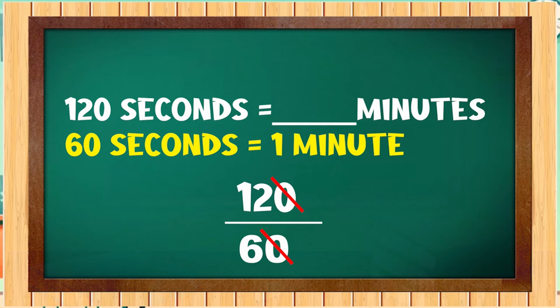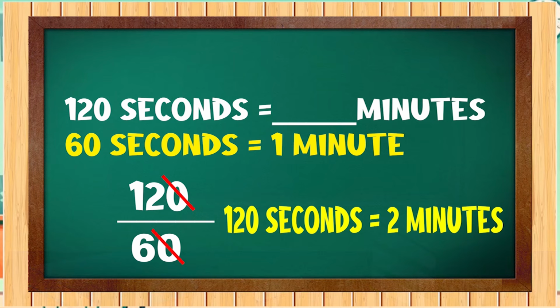You ask yourself, how many 6s are in 12? You know that 2 6s make 12, or 6 plus 6 equals 12. Therefore, 2 would be the answer. So 120 seconds equals 2 minutes.